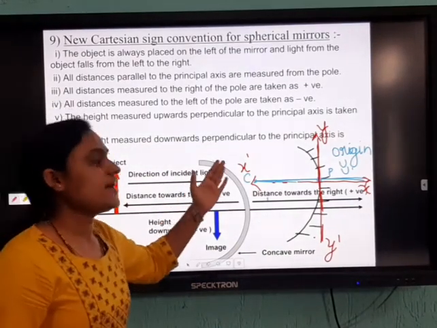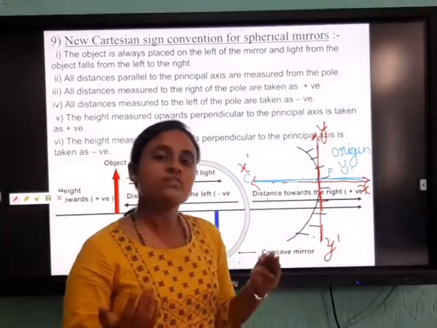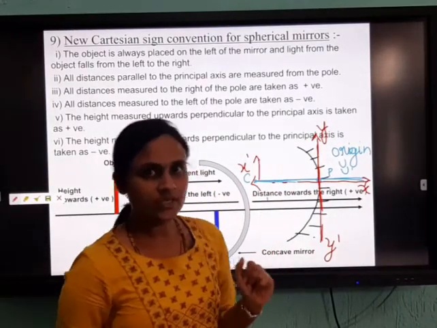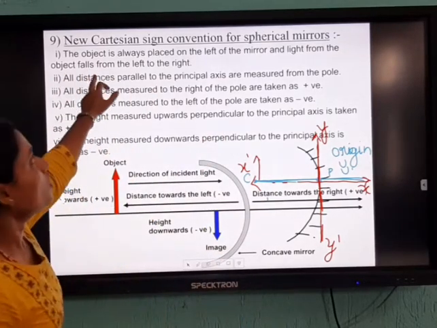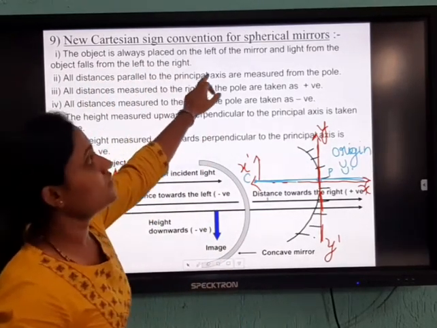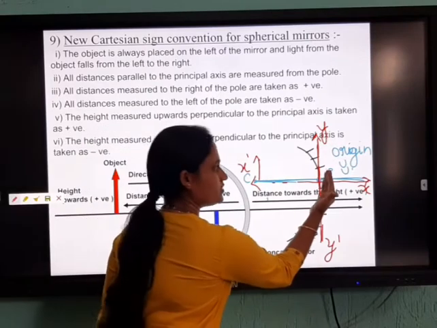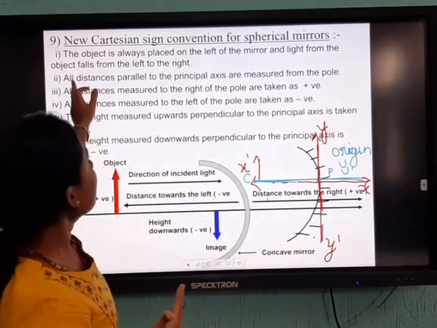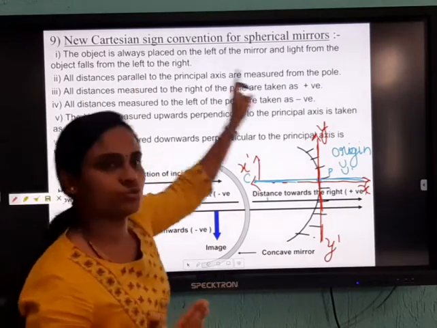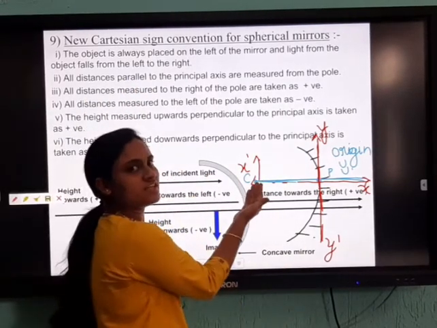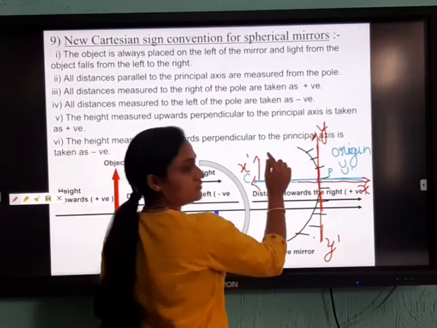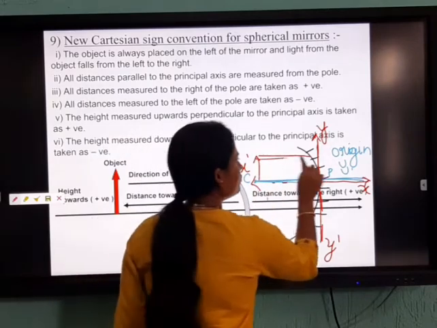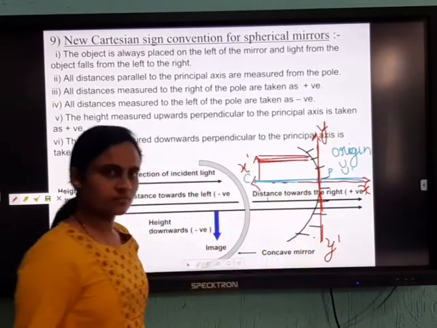Now, first is, as we all know, the object, right? Where the object will be placed, always the object will be placed towards this left side, right? So what does this first rule say? The object is always placed on the left of the mirror. The mirror is there means the object will always be placed to the left of the mirror, and light from the object falls from left to right. So if the object is at left, the light ray will fall from left to right, right? In this direction it falls.